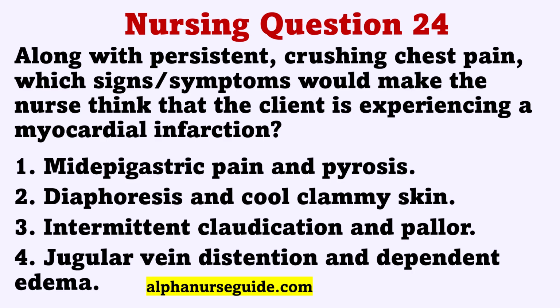The correct answer is 2. Diaphoresis and cool clammy skin. Diaphoresis is a systemic reaction to the MI. The body vasoconstricts to shunt blood from the periphery to the trunk of the body. This, in turn, leads to cold, clammy skin. Mid-epigastric pain would support a diagnosis of peptic ulcer disease. Pyrosis is belching. Intermittent claudication is leg pain secondary to decreased oxygen to the muscle, and pallor is paleness of the skin as a result of decreased blood supply. Neither is an early sign of MI. Jugular vein distension and dependent edema are signs and symptoms of congestive heart failure, not of MI.